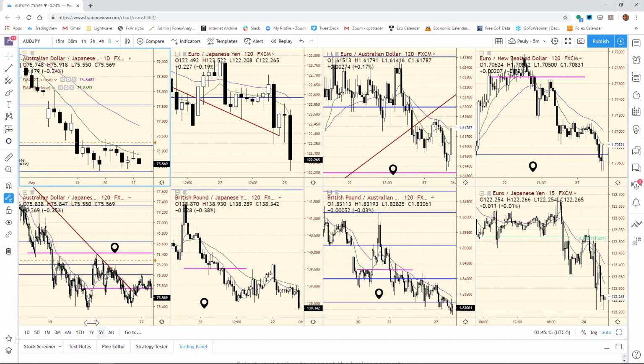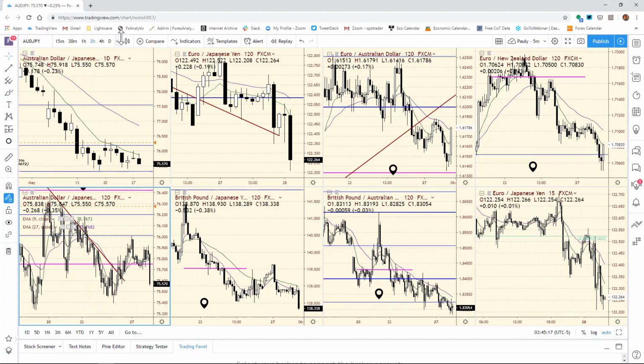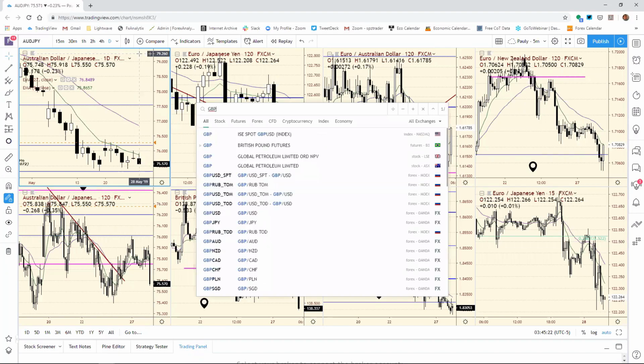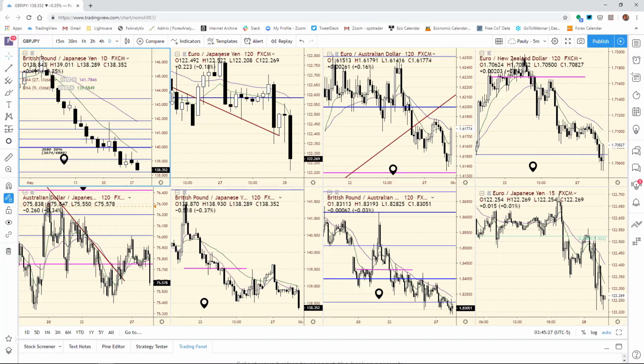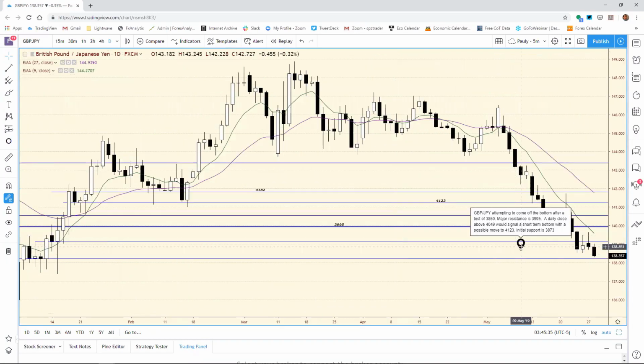We're still pushing here. Let's go with sterling yen. Sterling yen is attempting to come off the bottom after a test of 38.50. Major resistance is 39.95. A daily close above 40.49 would signal a short-term bottom with a possible move to 41.23.